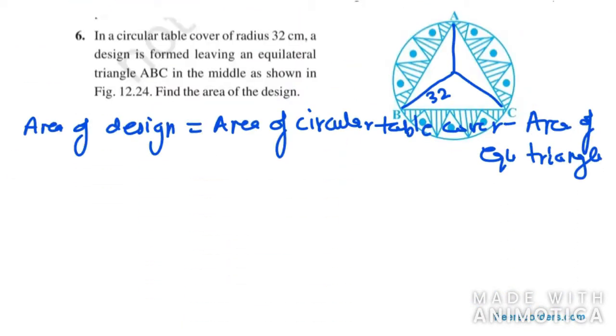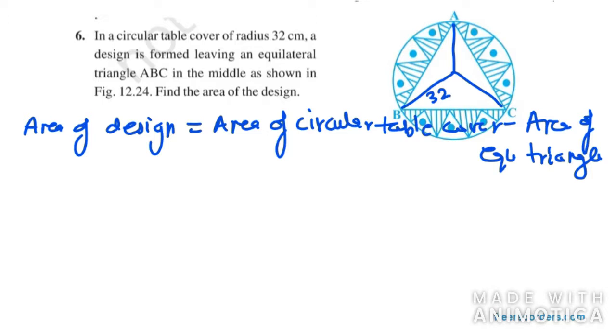Let's start with question number 6. So it says, in a circular table cover of radius 32 cm, a design is formed leaving an equilateral triangle ABC in the middle as shown in figure 12.2. Find the area of the design. So in this case, we need to find the area of the design.